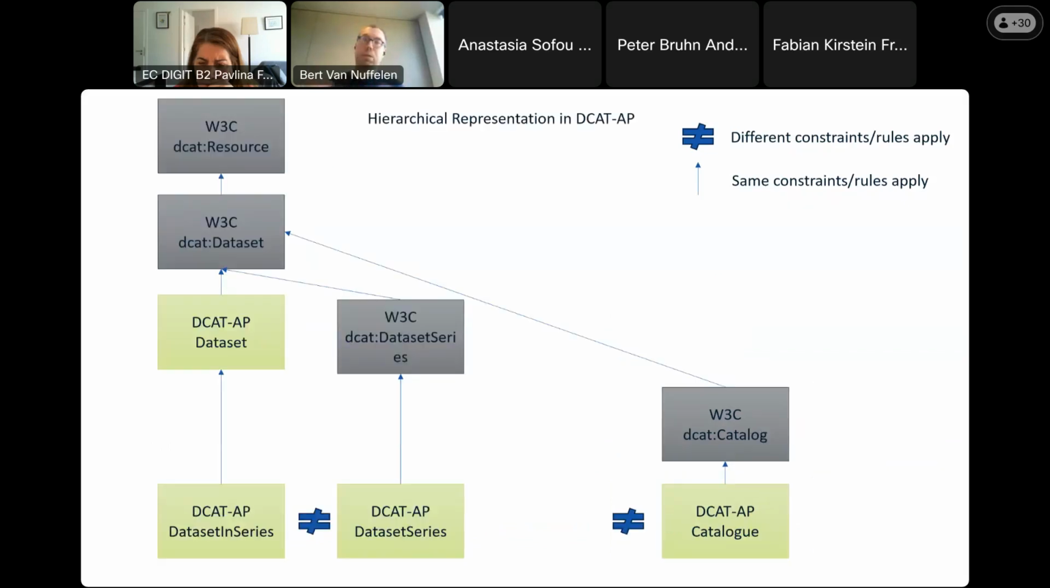So if we bring everything together, you see the green boxes are the ones which are in our profile, and the arrows that go up show where the rules apply. The difference is that we have potentially different rules for DCAT-AP datasets as for DCAT-AP catalogs.